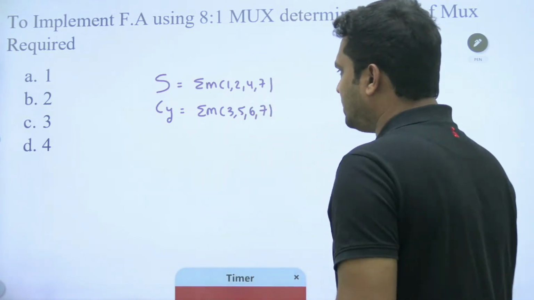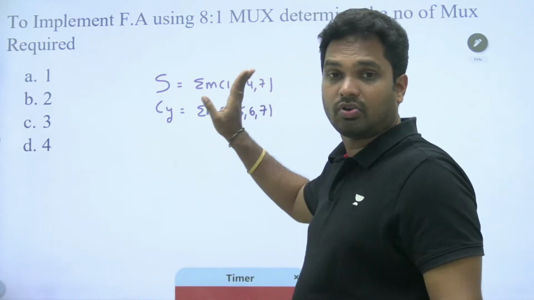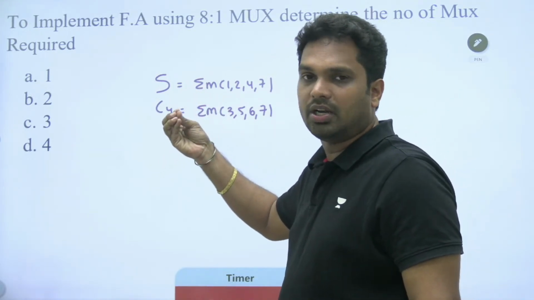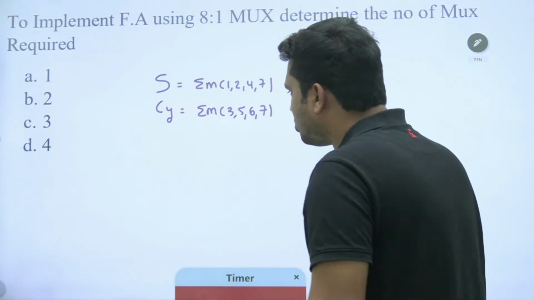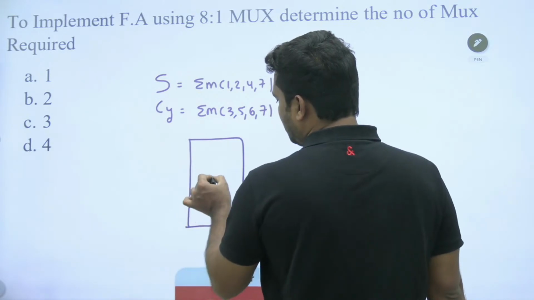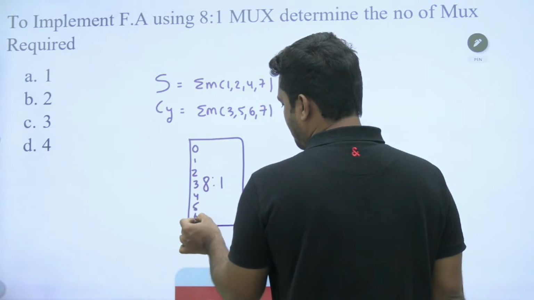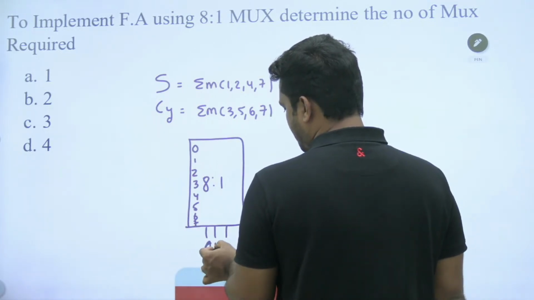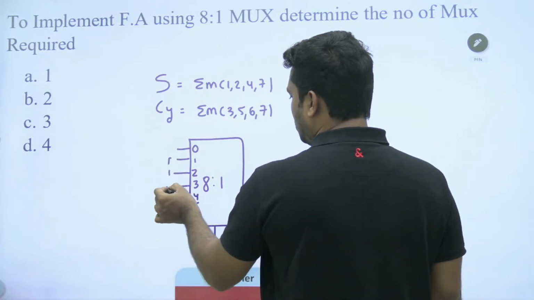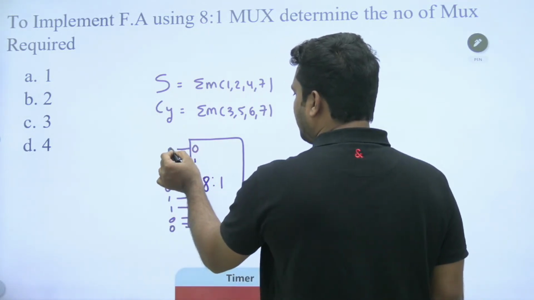Okay, so it is very simple. You take one 8 by 1 mux for the inputs 1, 2, 4, 7. For inputs 1, 2, 4, 7, you make the input value for those particular minterms as 1. Remaining inputs you make it as 0. You can implement the sum. So take 8 by 1 mux. Sum of the minterms 1, 2, 4, 7. Give 1 to these and 0 to the rest, and it will implement your required function.